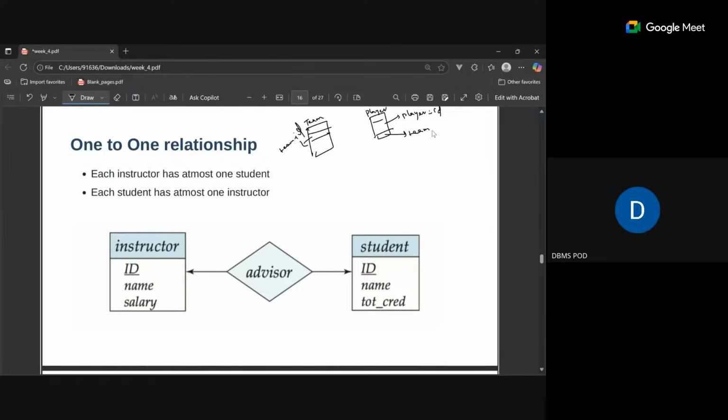Have you guys noticed this or not? This is a foreign key in FLIS dataset while solving the SQL questions. So this is something, it has relationship with this table, right?